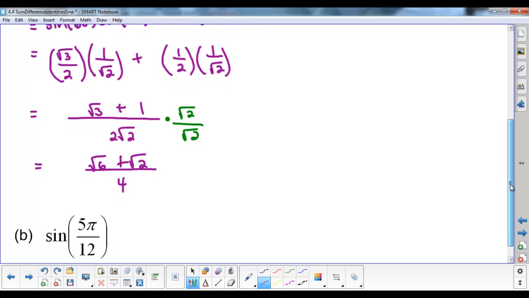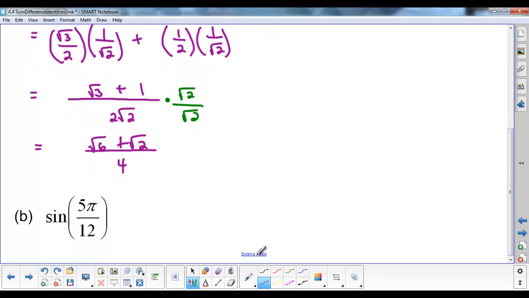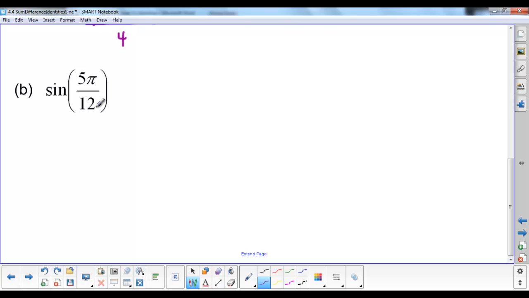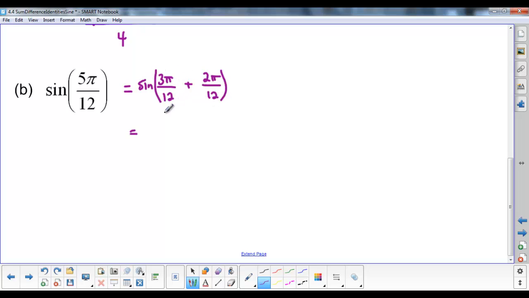Okay, so that first example was in degrees. The second here is in radians. You want to split up the 5 pi by 12 into two angles, both from your special triangles, that either add to 5 pi by 12 or subtract to equal 5 pi by 12. Okay, so the way I like to think about this is I kind of think about the numerator. So how can we add to 5? I know that if I had 3 pi by 12 and 2 pi by 12, that would end up being 5 pi by 12.